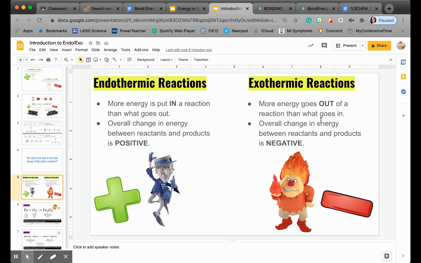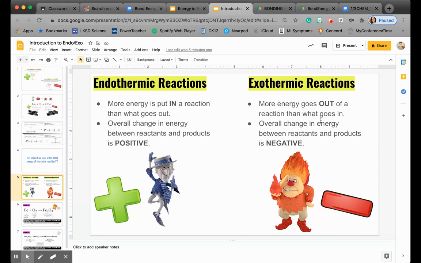If more energy is coming out of the reaction than what is being put in, then we call it exothermic. I think you guys have probably heard your teacher say, exo sounds like exit because stuff is coming out, right? The overall change in energy between the reactants and the products is negative.